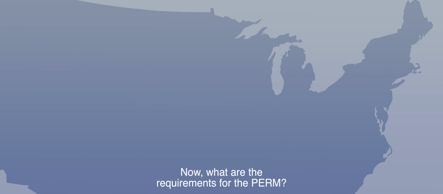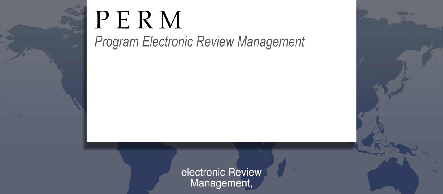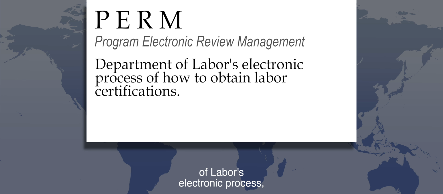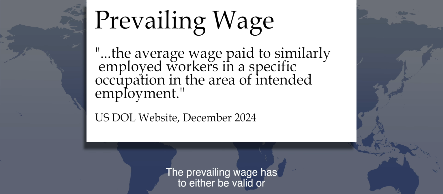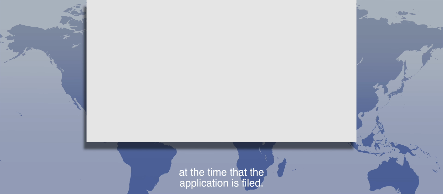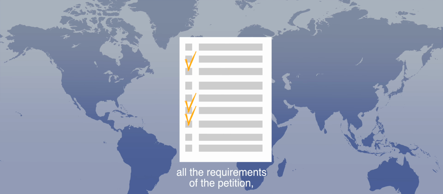Now, what are the requirements for the PERM? PERM stands for Program Electronic Review Management, and is the Department of Labor's electronic process to obtain labor certification. The employer first has to obtain a prevailing wage. The prevailing wage has to be valid either at the time that the recruitment starts or at the time that the application is filed. The prevailing wage must include all the requirements of the petition, any minimal requirements, any conditions of employment.